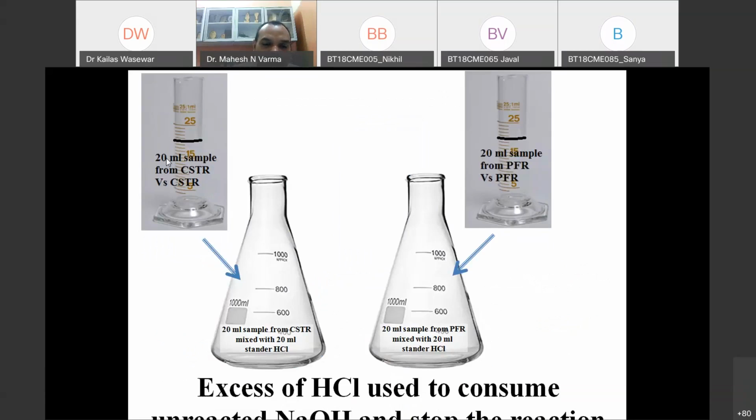Whatever remaining amount of NaOH is here, this sample is mixed with an excess of HCl, and the remaining amount of NaOH is consumed here. Then I can titrate back and calculate the amount of HCl consumed by this NaOH, and I can calculate back the concentration of NaOH. I will explain this in detail again.